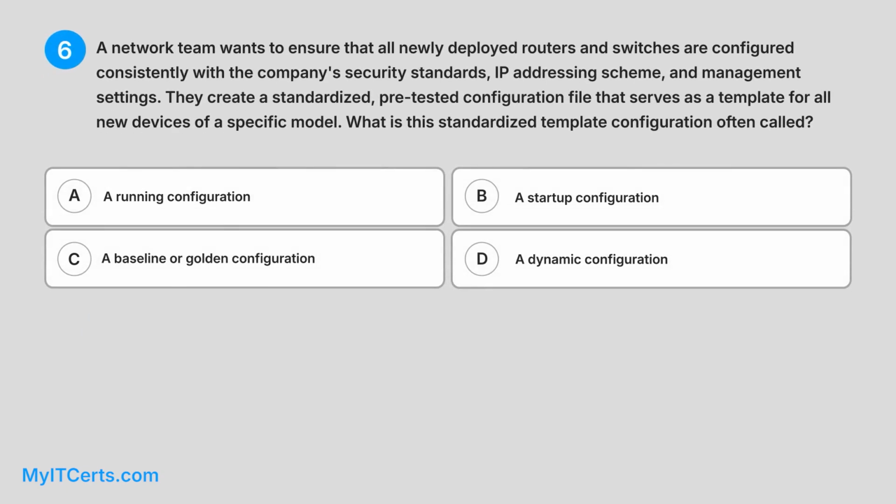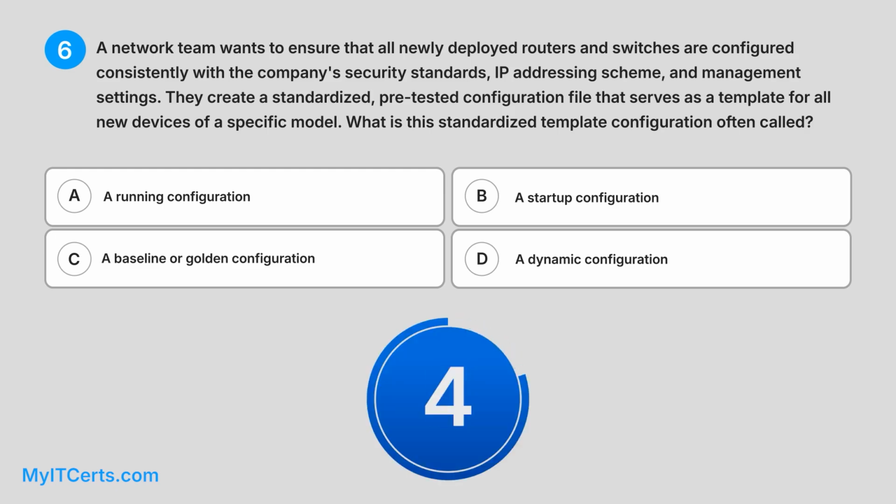6. A network team wants to ensure that all newly deployed routers and switches are configured consistently with the company's security standards, IP addressing scheme, and management settings. They create a standardized, pre-tested configuration file that serves as a template for all new devices of a specific model. What is this standardized template configuration often called? A. A running configuration. B. A startup configuration. C. A baseline or golden configuration. D. A dynamic configuration.